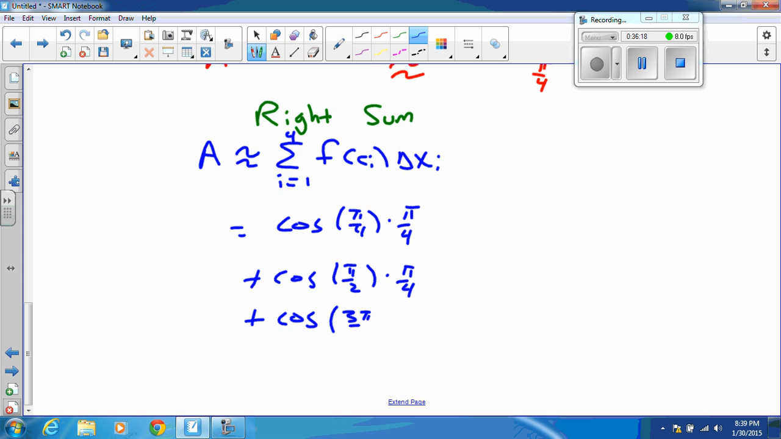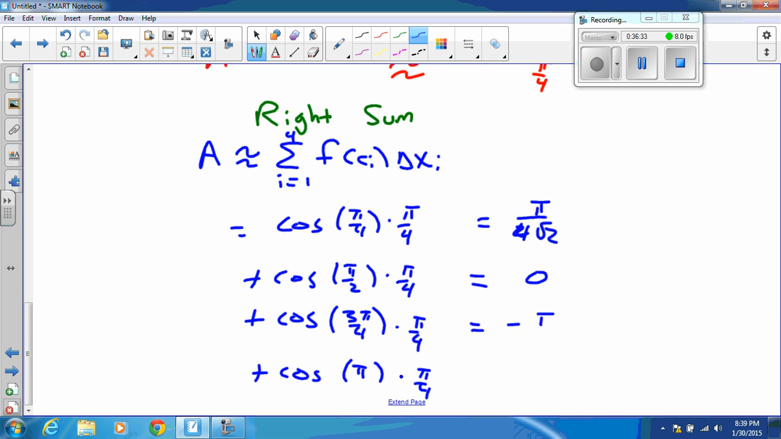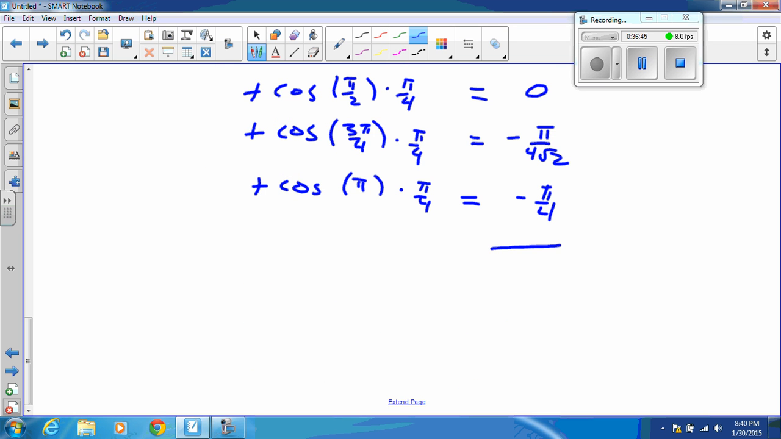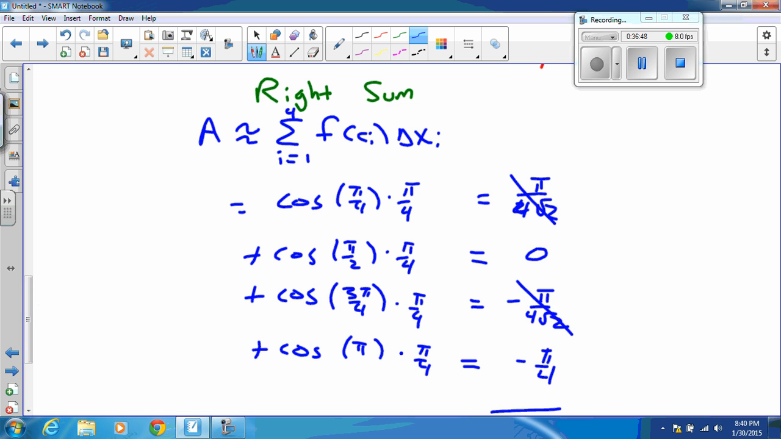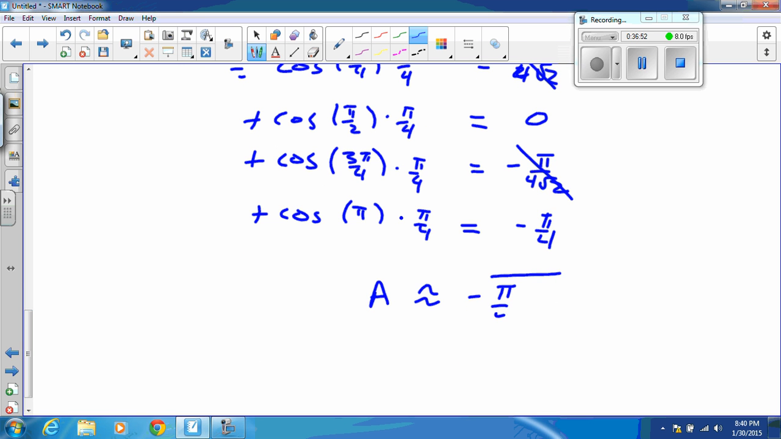In this case, I'm going to have cosine of pi over 4 times pi over 4 plus cosine of pi over 2 times pi over 4 plus cosine of 3 pi over 4 times pi over 4 plus cosine of pi times pi over 4. And again, we get these values just like we did for the last sum. The only term that is different is this very last term here. Cosine of pi is -1. So that now when I add all of these guys up, those two terms cancel, and I get that my area is approximately negative pi over 4.